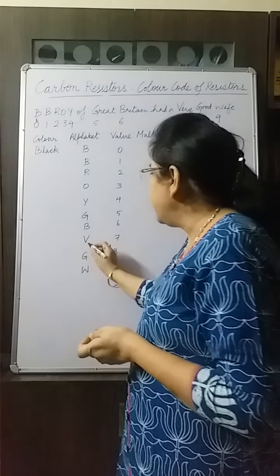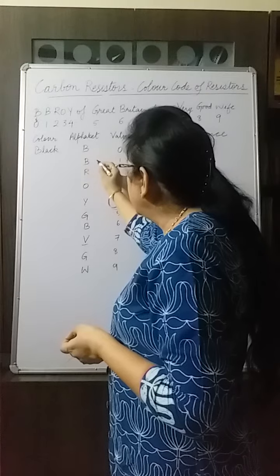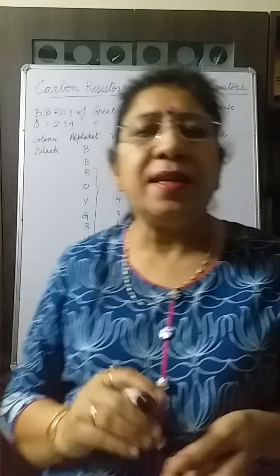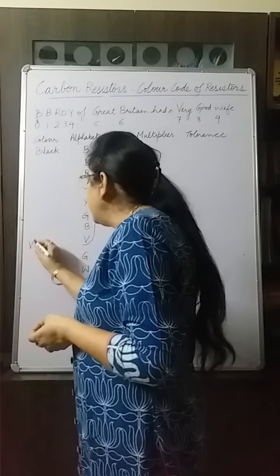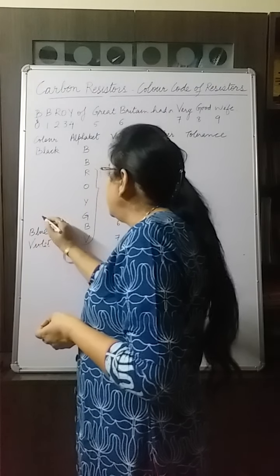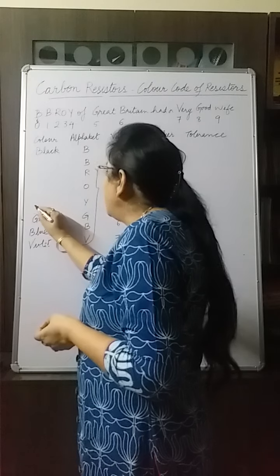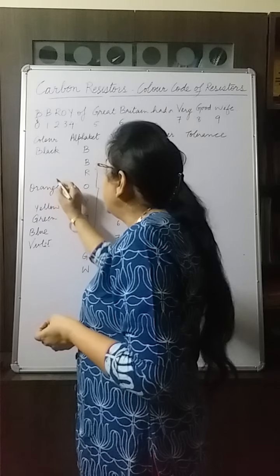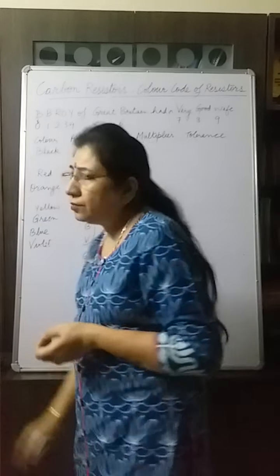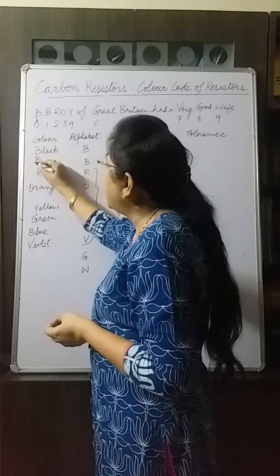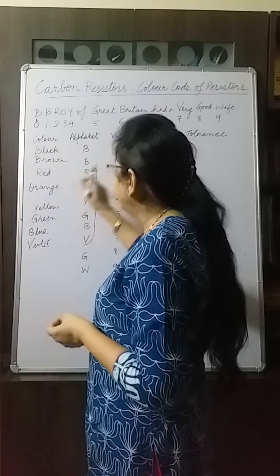Now let us see from here. This is almost like VIBGYOR, but I is missing. So first let us write violet. Then B stands for blue, then green, Y for yellow, O for orange, and red. There are two B's left, so we should have black and brown. In alphabetical order, black is first and then brown.